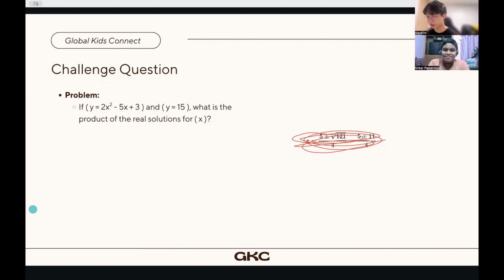It's not important. And so our final challenge question for today states, if y equals 2x squared minus 5x plus 3 and y is equal to 15, what is the product of the real solutions for x? And so similar to what we did before, we are given two pieces of information, one being the quadratic equation itself, another being when y is equal to 15.